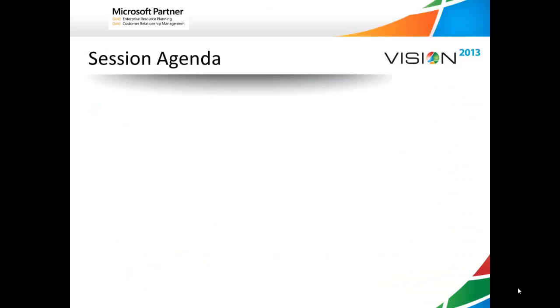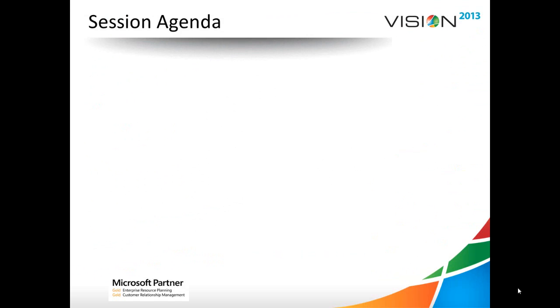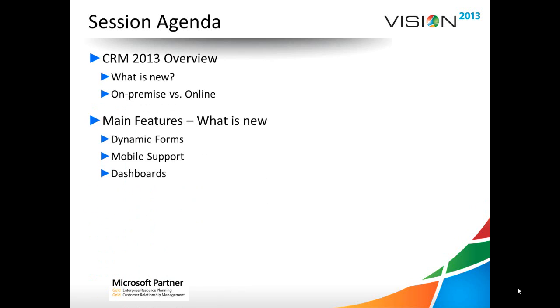What we're going to do today is review what's new with CRM 2013, the differences between the on-premise version as well as the online version, and go over the main features. What is new: the dynamic forms, the mobile support, and the dashboards. And we're going to take a day in the cycle of marketing, sales, and service so you can actually see how the system works for us.